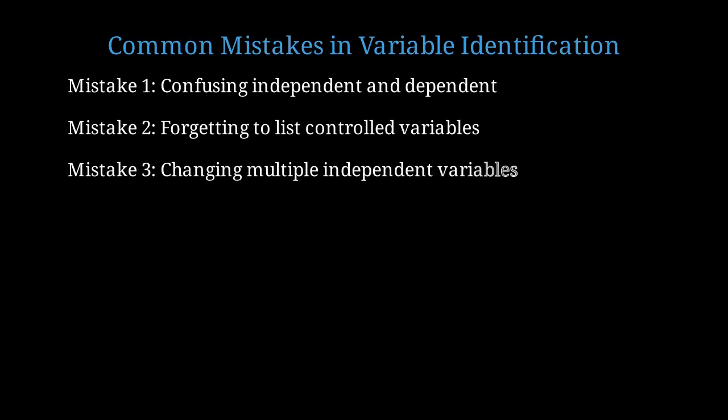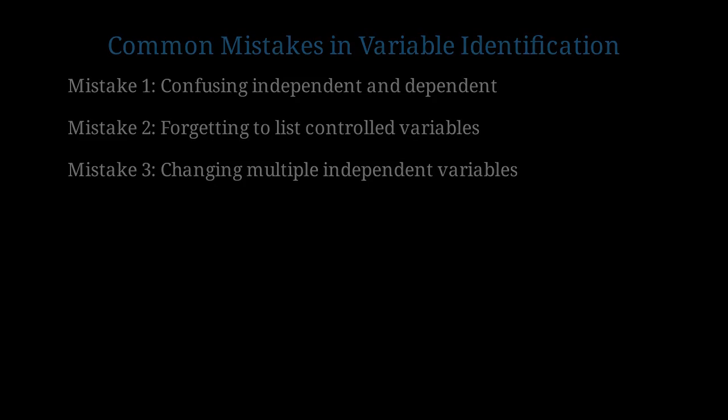Mistake number 3. Changing multiple independent variables at once. If you change temperature and concentration together, you can't tell which one affected the result.